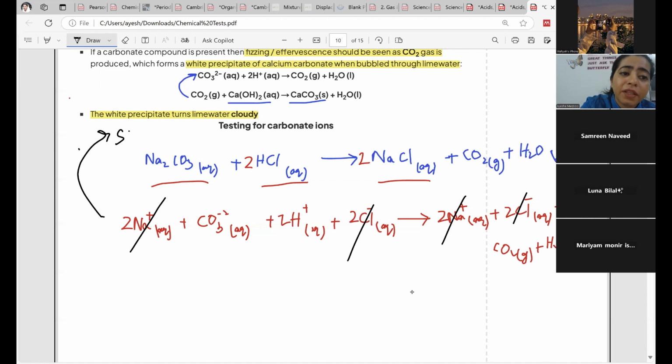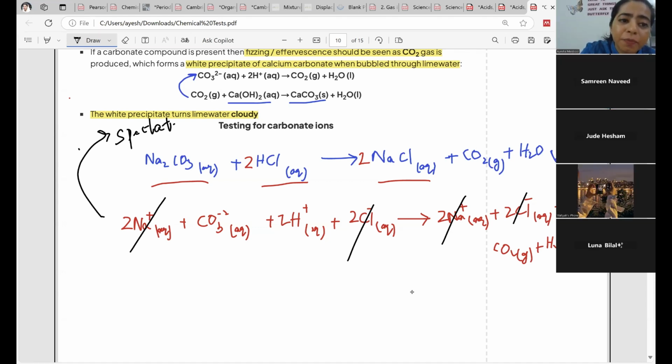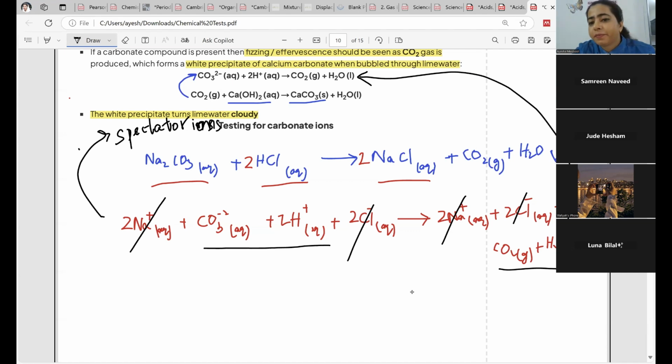Oh, they are not participating in the reaction, so they are spectator ions. That is the reason we are not going to mention these spectator ions in the equation. The carbonate, H positive, carbon dioxide and water are going to give you the remaining ionic equation. They are not writing the spectator ions over here. They're just cutting them because they're not participating in the reaction, and the remaining ions will be there in the final equation.